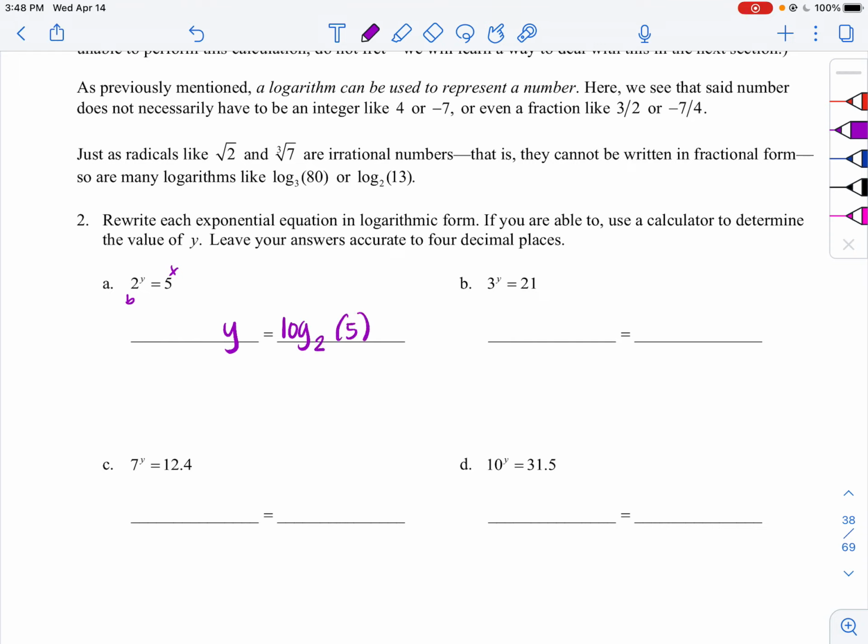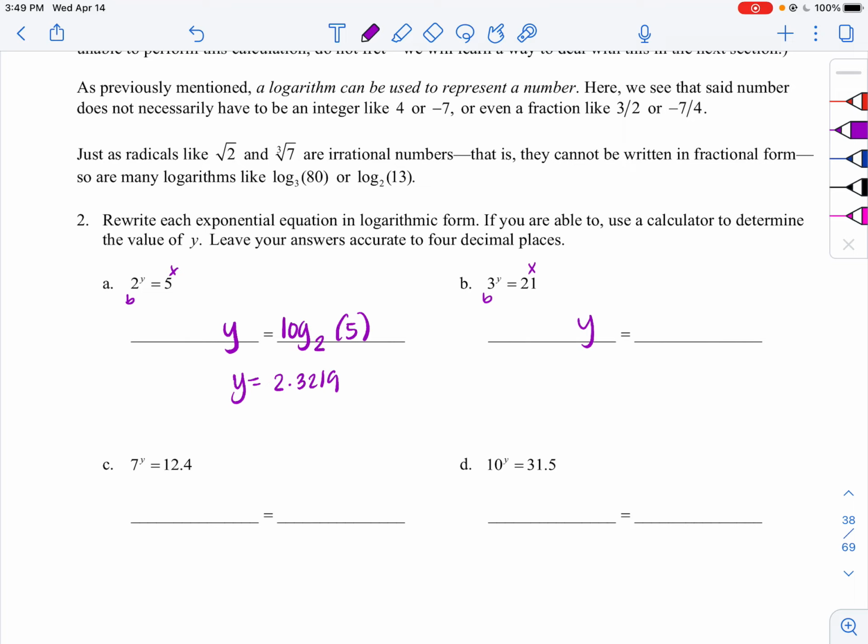Okay? If you have your calculators, you can really just put this one right away in your calculator, and you will get that y is equal to 2.3219. Again, if you don't have that kind of calculator, you can leave your answer like that. Don't worry about it. Moving on, we have y, this is our b, this is our x.